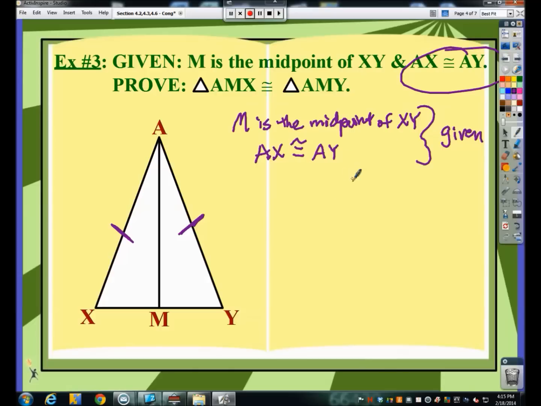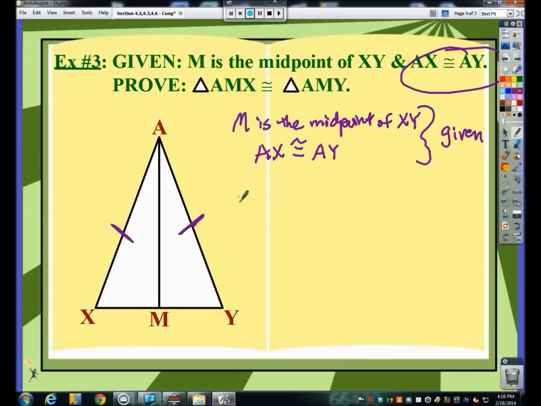Beyond that piece, there really isn't. Now the first piece of information, that M is the midpoint of XY, let's come down here and look. So M is the midpoint of XY. Well, what does that mean is true then if M is the midpoint? Well, that would mean that XM and MY must be the same length.